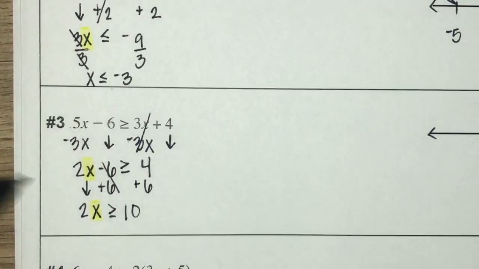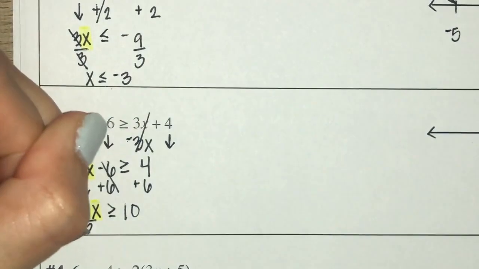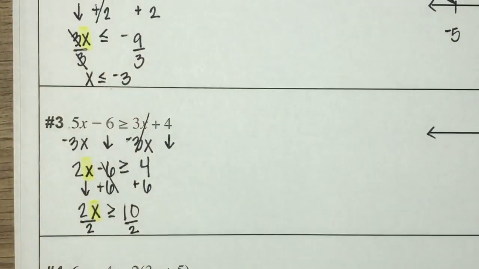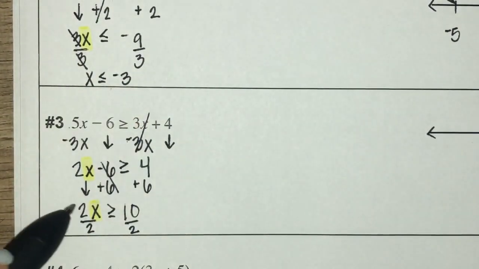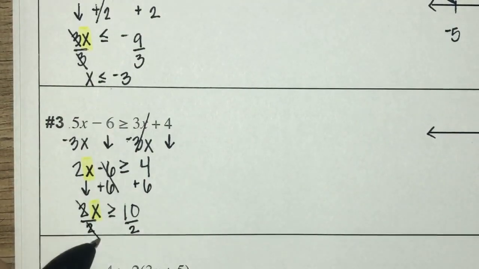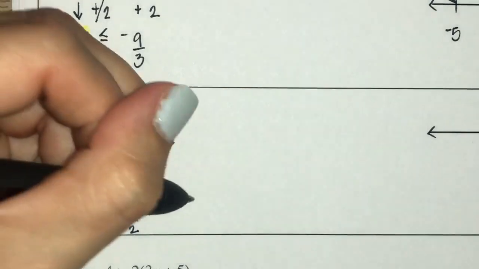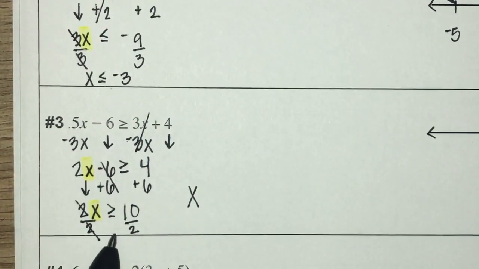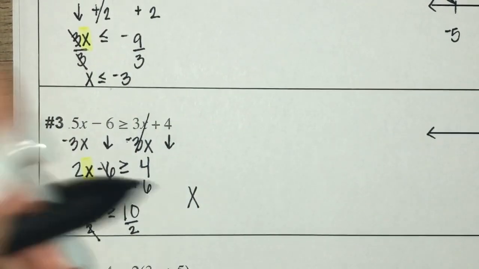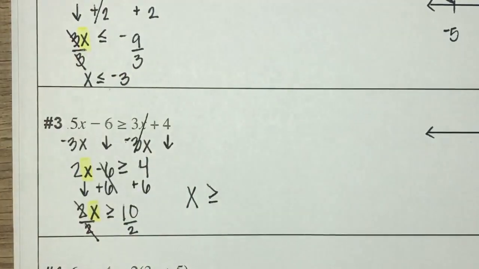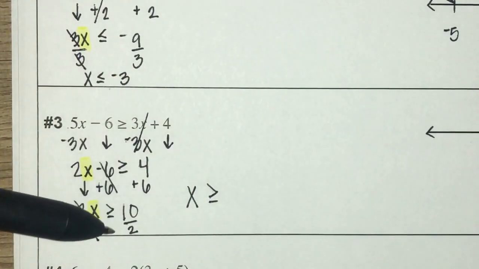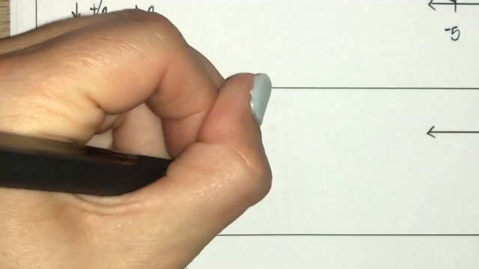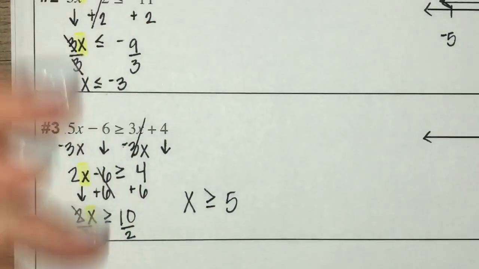If I want to undo multiplying by 2, I can divide both sides by 2. So multiplying by 2 and dividing by 2, those undo each other. On the left side of the inequality, we're just left with x. I just divided by a positive number, so I don't need to flip my sign. It's going to stay facing that same direction, so x is greater than or equal to. And then 10 divided by 2 is 5. So x is greater than or equal to 5.